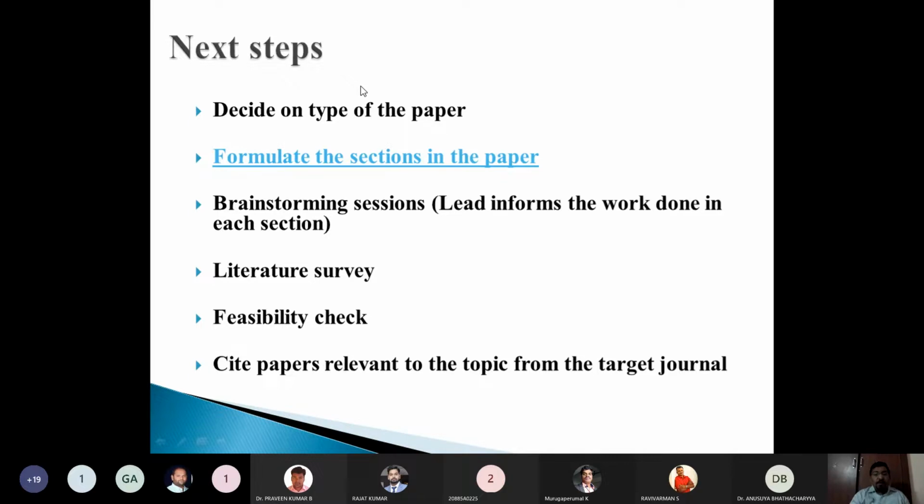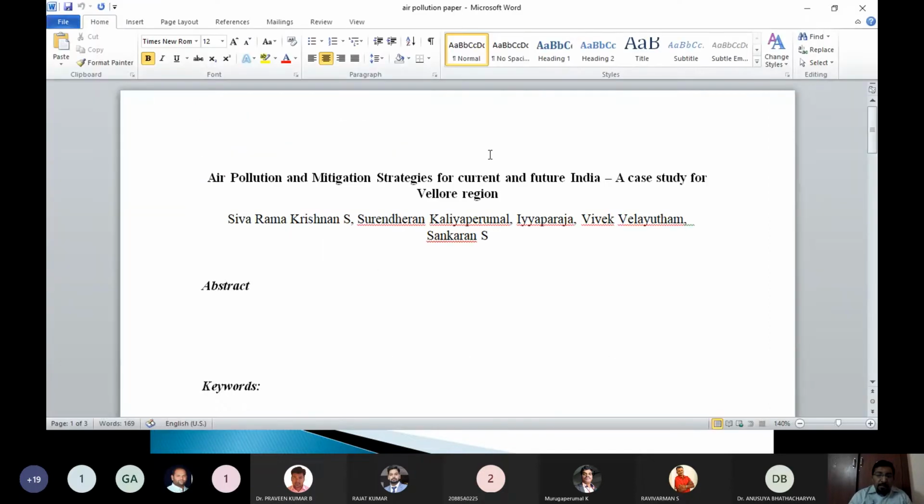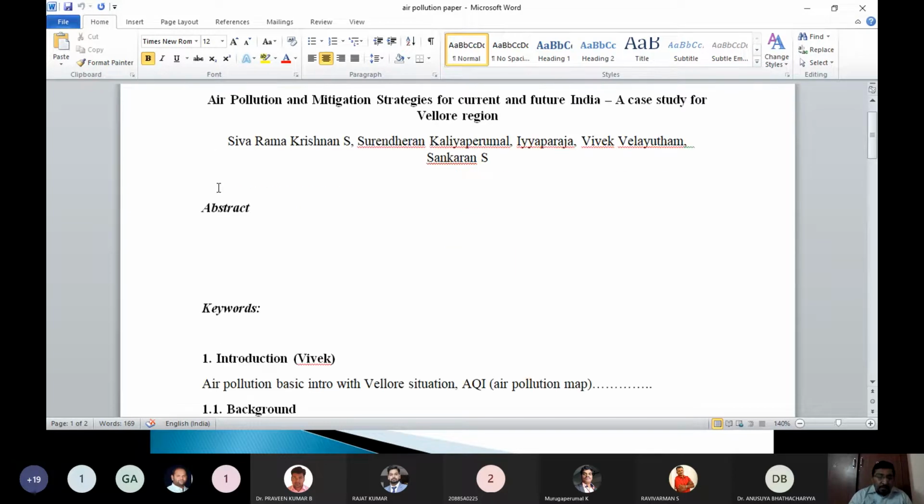So first decide on the paper. Second, decide on which particular journal you're targeting, right? These two tasks are the most important tasks which have to be done. The type of the paper, and the particular journal you're targeting. And then let's see the sample sections in the paper. I think this is one of the current works which was discussed yesterday. So maybe the title might be completely different.